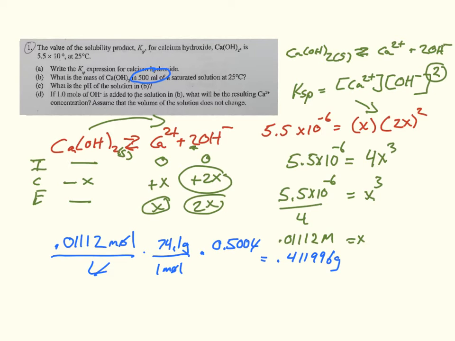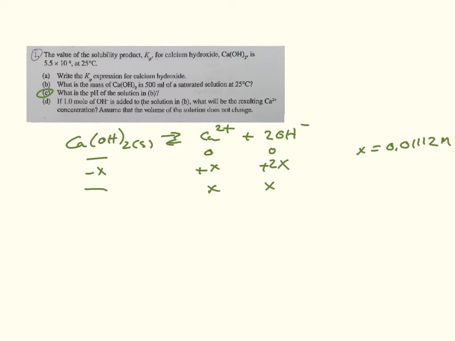Technically, 500 milliliters only has 1 sig fig, so we could cut it down to 1 sig fig. Our Ksp value had 2, but this measurement, I guess they're saying about 500, so I might say 0.4 grams for my final answer.